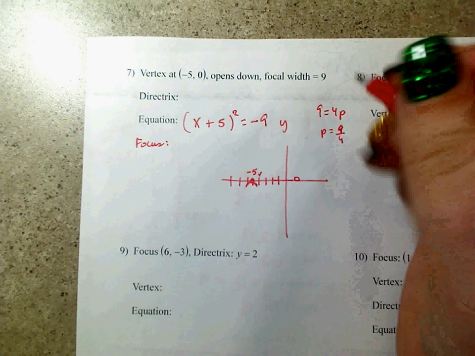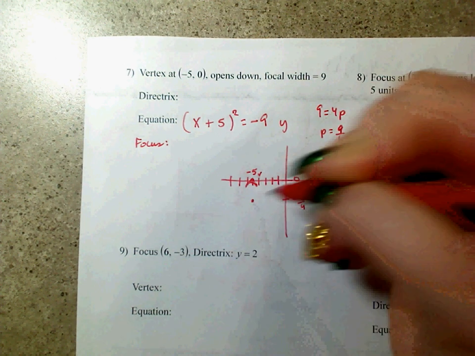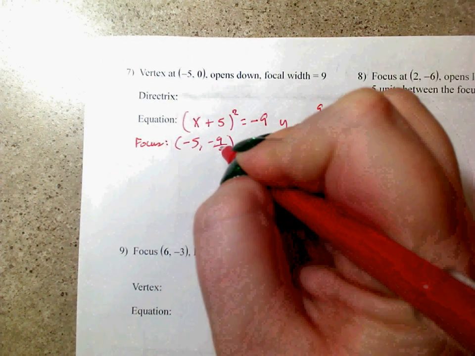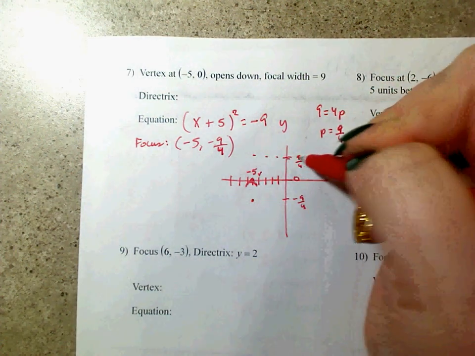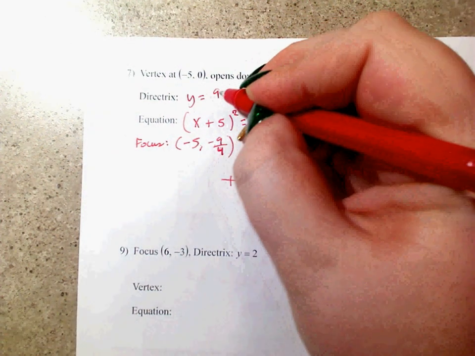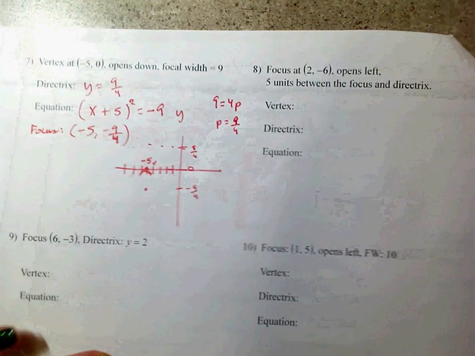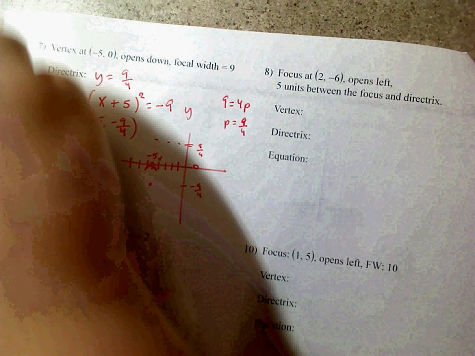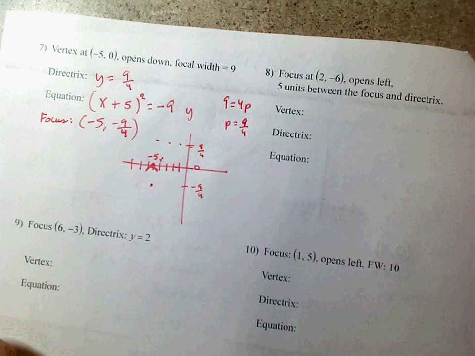So to go down, I would go down 9/4 to get to my focus, which is the coordinate point -5, -9/4. And to go up, I would go up 9/4 to get to my directrix. Horizontal line, y equals 9/4, or 2.25. The test is going to be non-calculator, or the quiz, which is why I'm fine with you guys putting in decimal form if you're more comfortable with that.